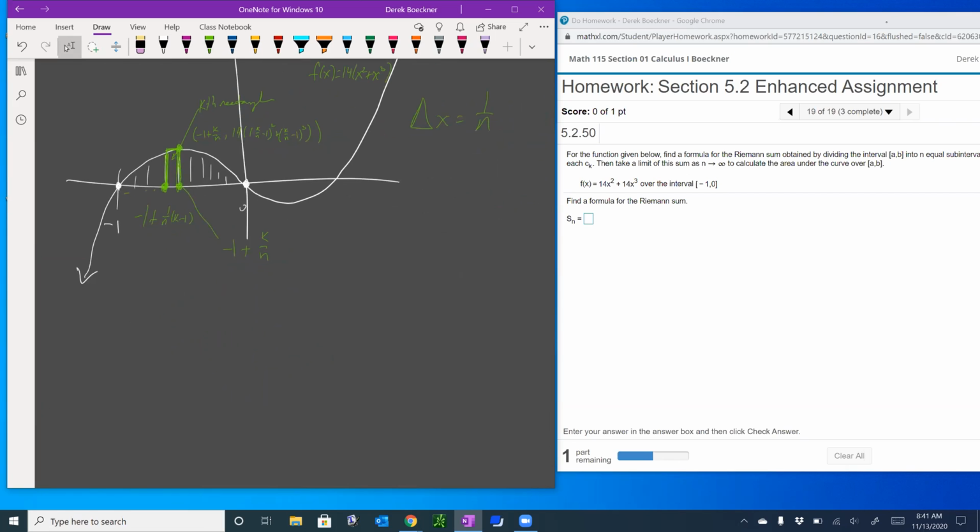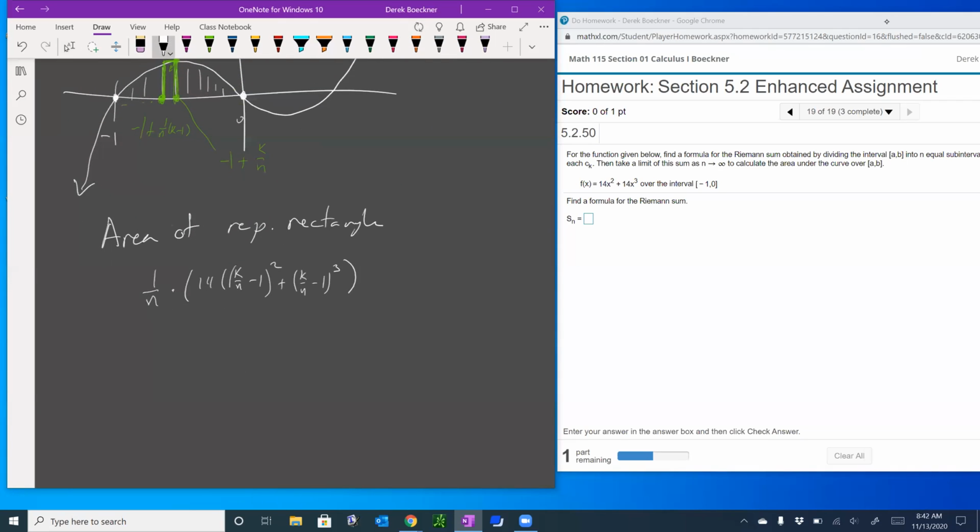Okay, so that has everything we need to find the area of that representative rectangle. It is 1 over n wide, and it is 14 times k over n minus 1 squared plus k over n minus 1 cubed. Good. Okay.